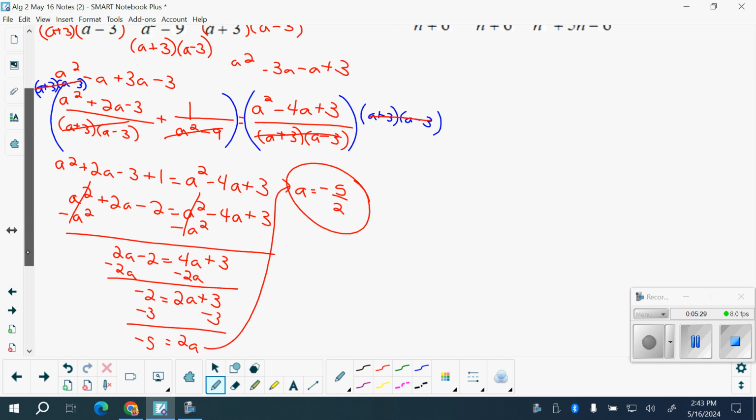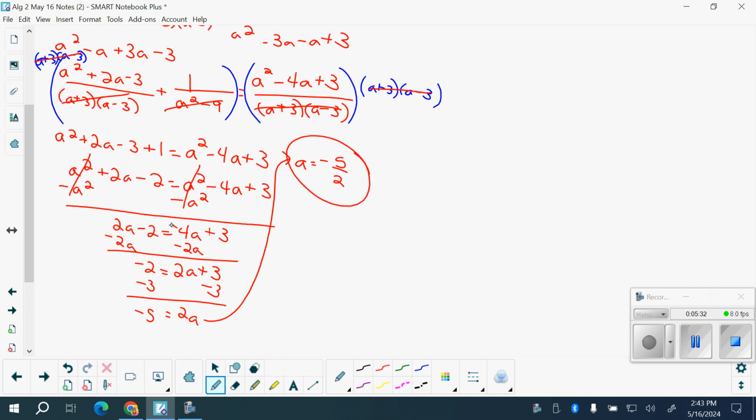Thank you. It's a copy error. Thank you. So negative 6a. Thank you. Making sure it is. So a is equal to negative 5, positive 5 over 6.